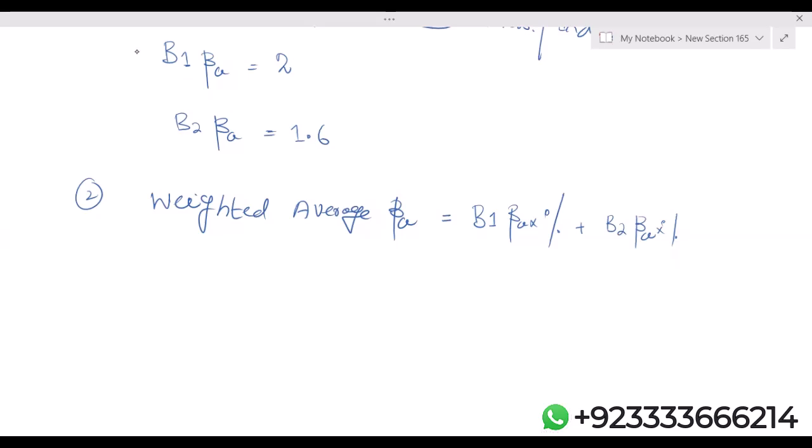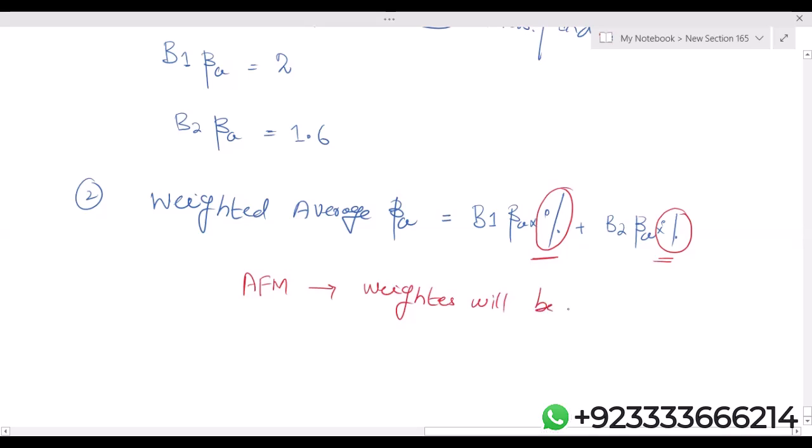Weighted average beta asset is equal to business 1 beta asset into percentage, meaning weights, and business 2 beta asset into percentage, meaning weights. Now listen carefully. I'm giving you very important concepts. Now the question is, what about these percentages? What about these weights? Now listen. In AFM, weights will be given in the question.